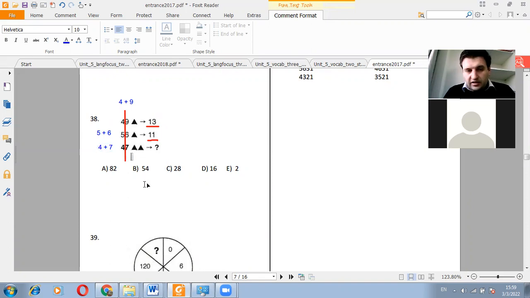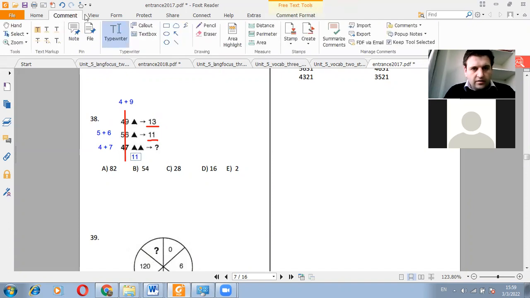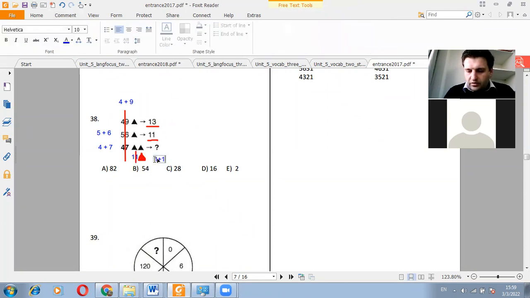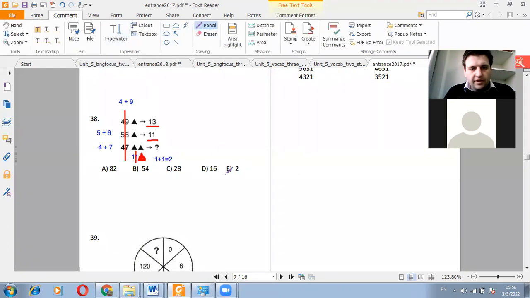But we're not done because there are two triangles. It means that we need to repeat the same action 2 times. So 11 and a black triangle here. I'm manually doing it. So 11, but we said don't look at it as 11. So we see 1 and 1, and we add them. 1 plus 1 equals 2, which is choice E. Okay, that's it.